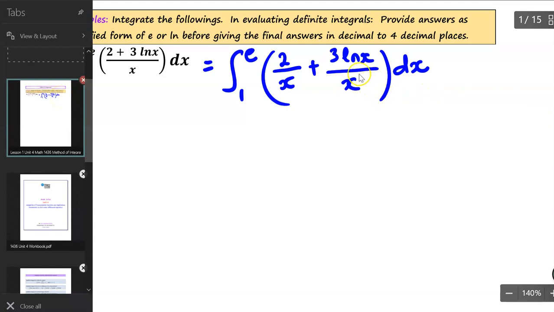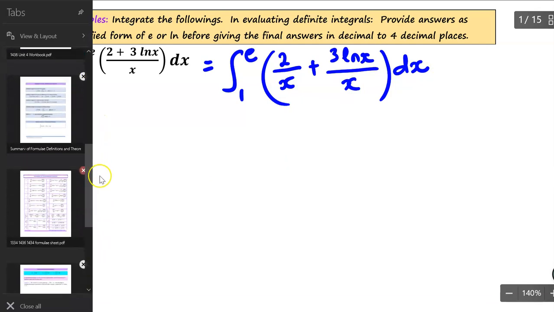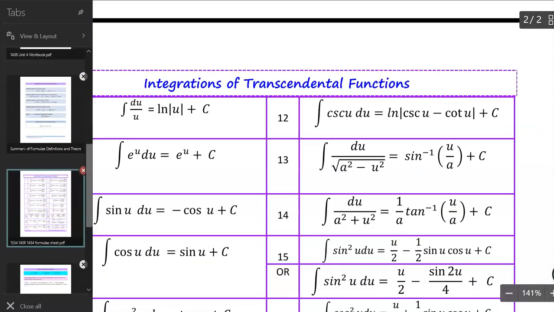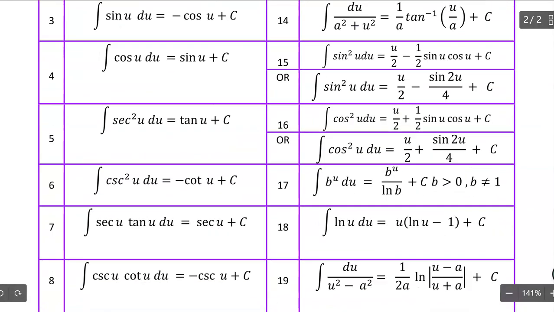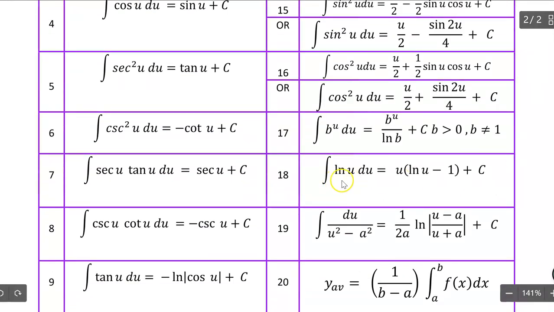So for this one, I have 3 ln x over x dx. So if you go to your formula sheet, what do you see? You go to your formula sheet, and you say, okay, maybe I can use these formulas, maybe not. You may be able to use this formula, you may not be able to use it.